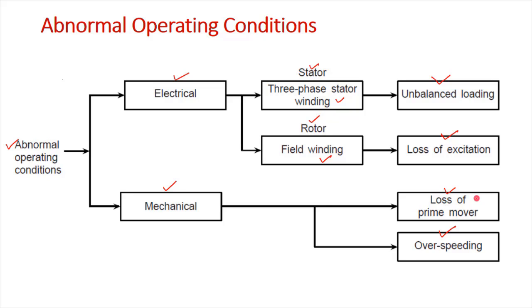Loss of prime mover may happen for many causes, for example the steam supply to the prime mover is stopped. And overspeeding happens when there is a huge loss of load, when the load is switched off from the network, then overspeeding happens in the generators, right? So let us now consider each of these abnormal conditions. Let us first consider the unbalanced loading.